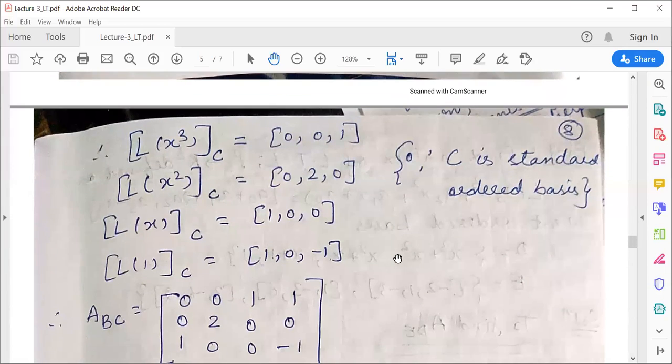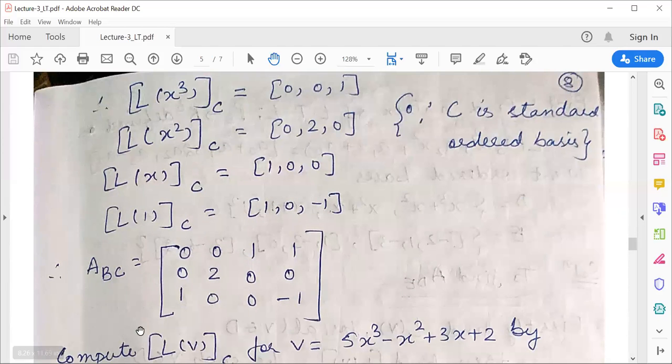Okay, so these are the coordinate vectors. That means A_BC will be, the first column will be this thing. That means the first column is the coordinate vector of L of V1. V1 is the first element of my basis B of vector space V. Second column is the coordinate vector of the second element of the basis B of my vector space.